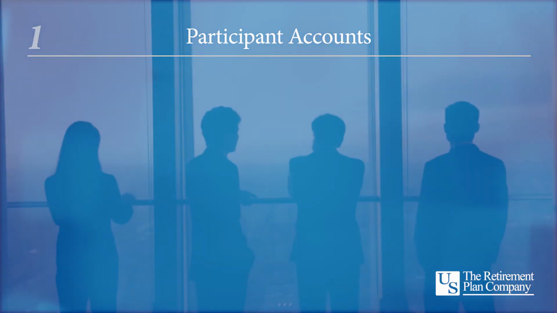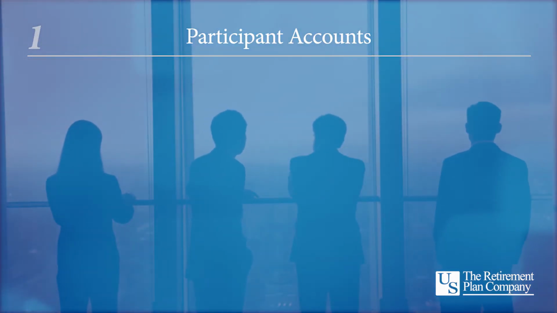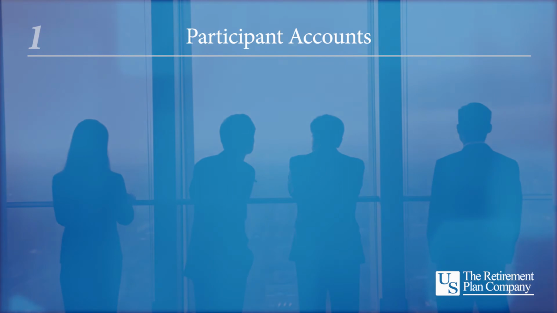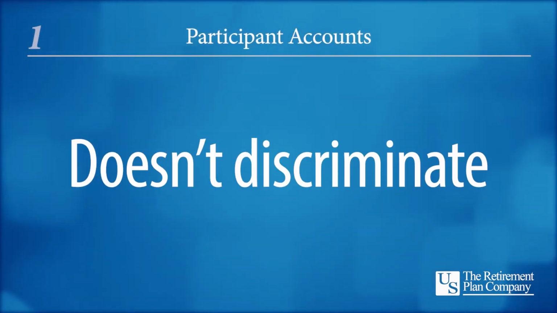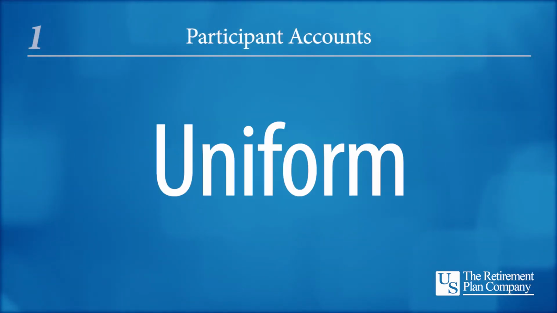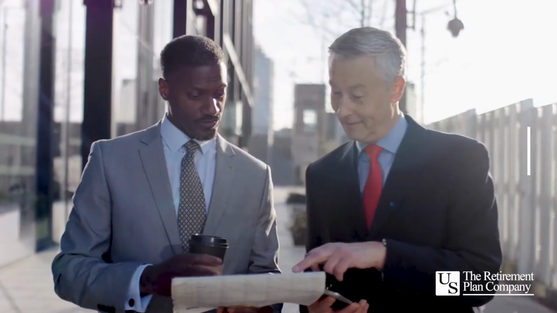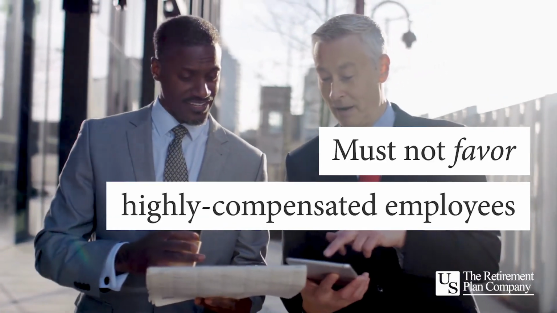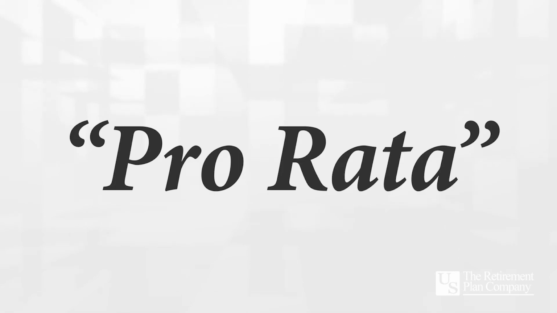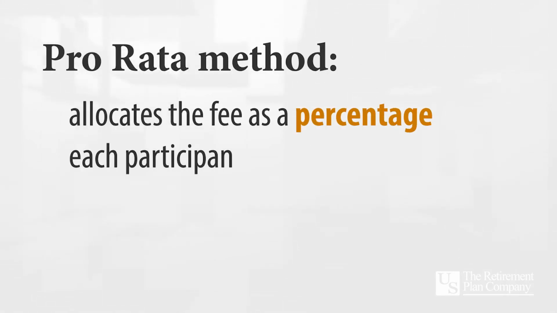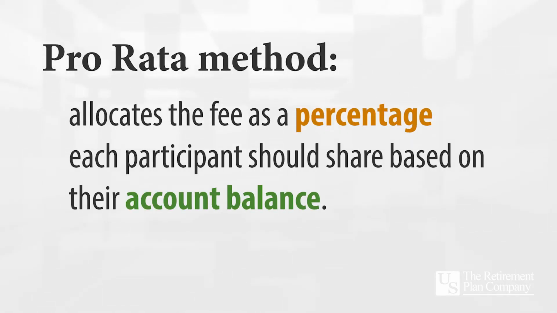The rules say that if a plan sponsor chooses to pay plan expenses from participant accounts, it needs to do so in a way that doesn't discriminate and with a formula that's uniform. That means a fee must be charged against all participants to whom it applies, and the fee must not favor highly compensated employees. A proportionate, or pro rata, method allocates the fee based on the percentage each participant should share based on their account balance.